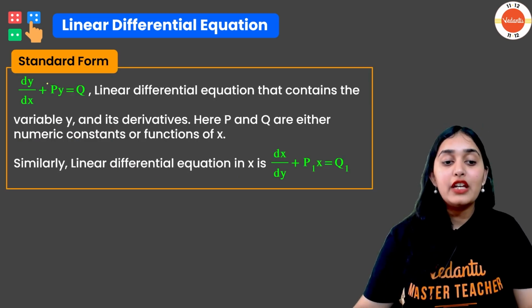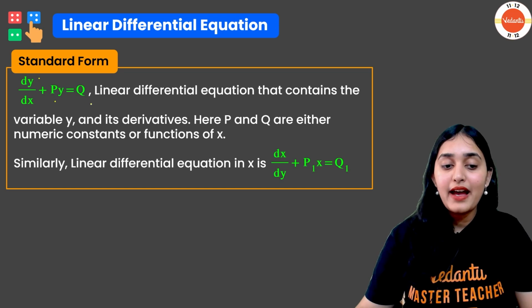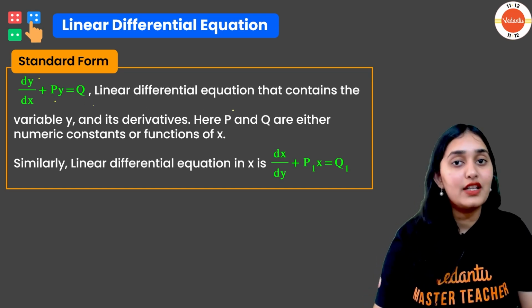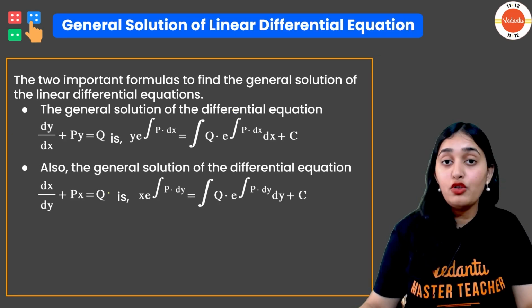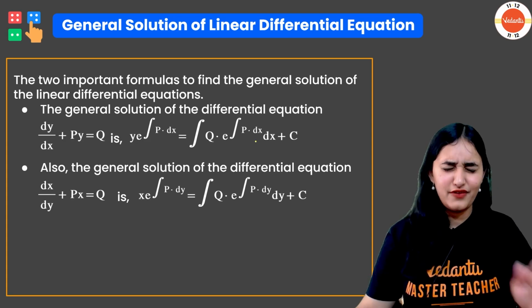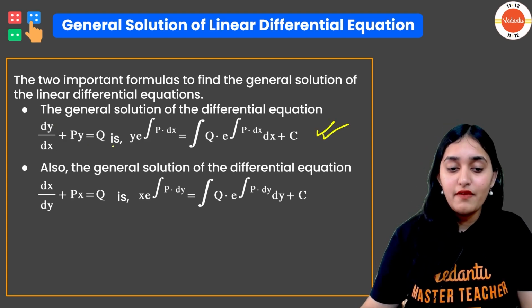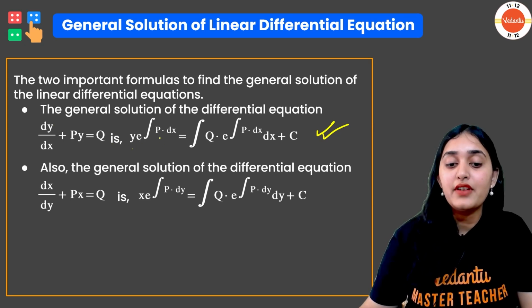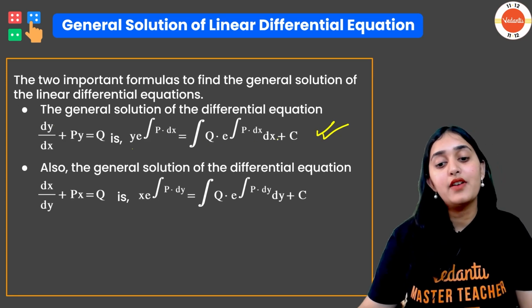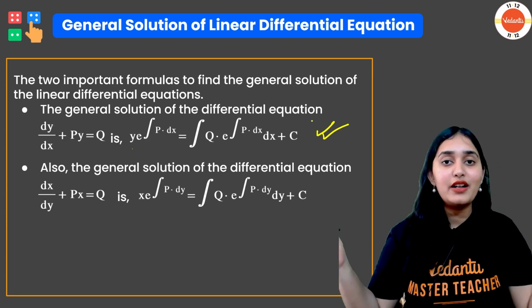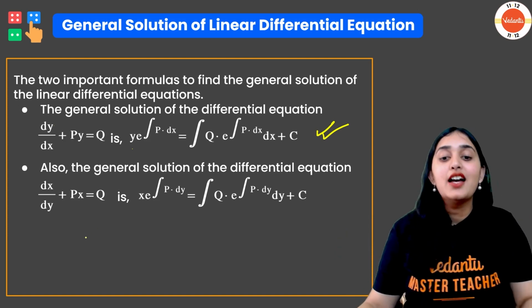So if dy by dx plus p of x into y is equal to q, then it is a linear differential equation. How do we solve a linear differential equation? This is the formula. Dy by dx plus p y is equal to q will be y into e to the power integration of p dx equals integration of q into e to the power integral p dx. Now I know you are not able to understand anything from this formula, so let me break it down for you.